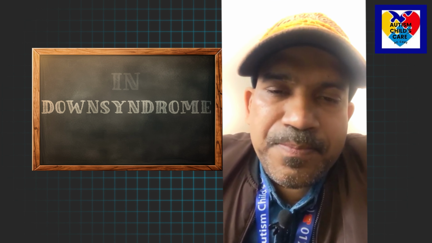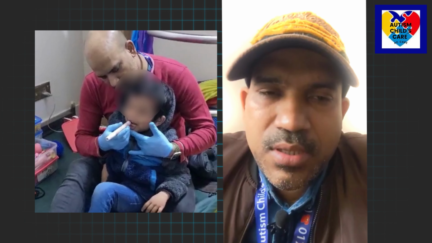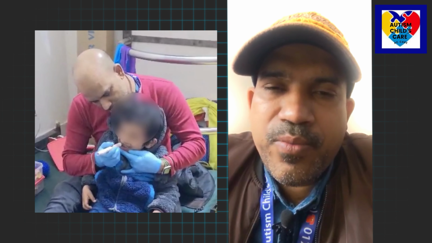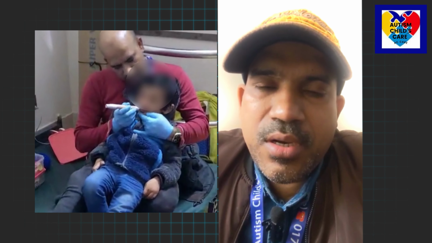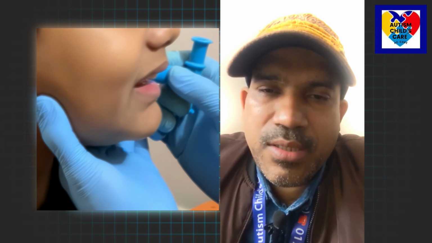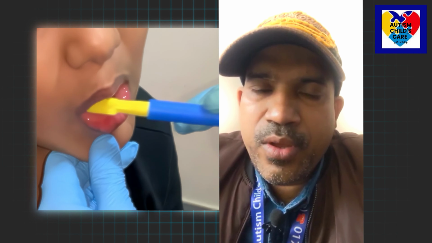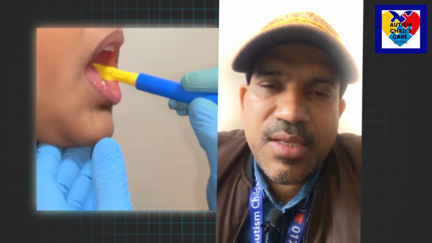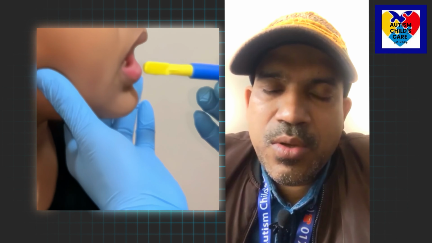In Down syndrome, we all know that the tongue is protruded. So they face difficulties with retraction of their tongue. OPT also helps to reduce the protrusion and improve the retraction of the tongue and its movement, how they can move it to produce speech, and also with feeding issues.